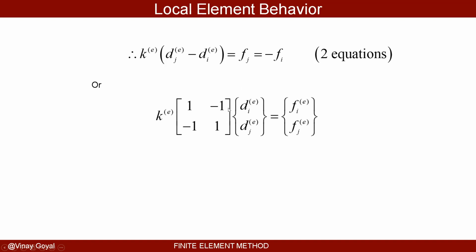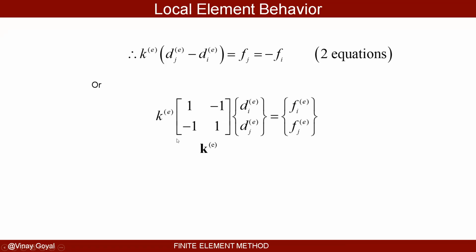So I can take the first row, 1 minus 1, times k, and multiply by the column, and that gives me this force. So that's the first equation. And then I can take the second row, multiply by the column, and I get the second equation. So this representation is just two equations. There's nothing more to it.